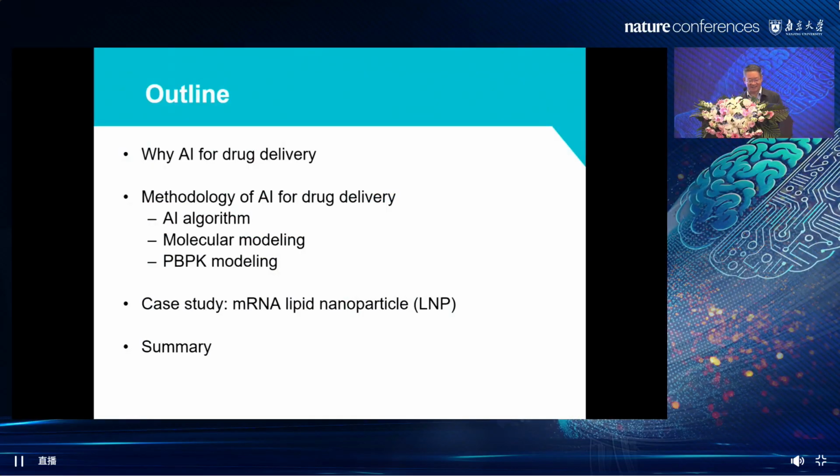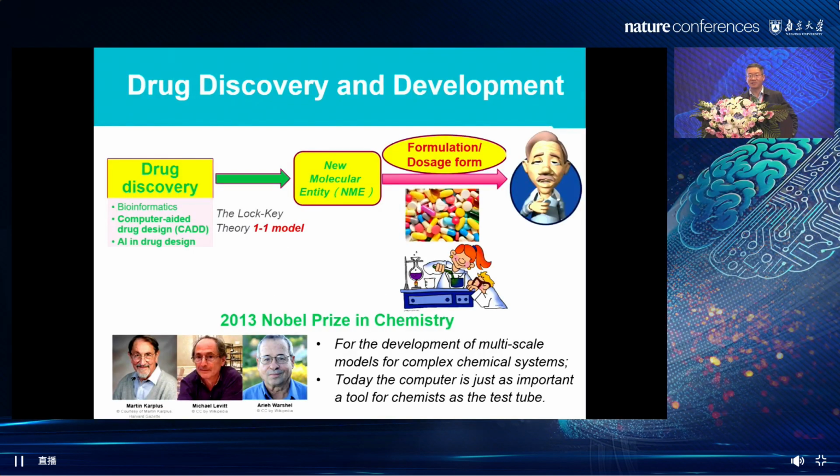What I talk about today is first why we need AI for drug delivery, and then the methodology. We developed AI molecular modeling and PBPK modeling. And finally, case studies. As we know, drug discovery can be divided into two steps. The first is that we design the new molecules, right? In the past 50 years, scientists and developers created lots of computational tools that help us design new molecules. However, in the second step, we need to prepare these molecules into proper formulations. However, we have to do trial and error experiments for formulation development.